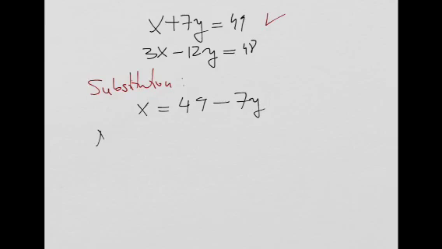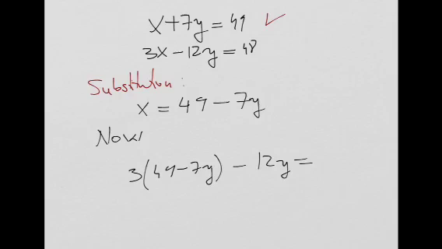Now, with that x, you can go into the second equation. So you get 3 times, instead of x, I'm going to put in what I found here, minus 12y equals 48. Now we expand this parentheses. We multiply by 3 on both sides. So 3 times 49, that's 147, minus 7 times 3, 21y, minus 12y equals 48.